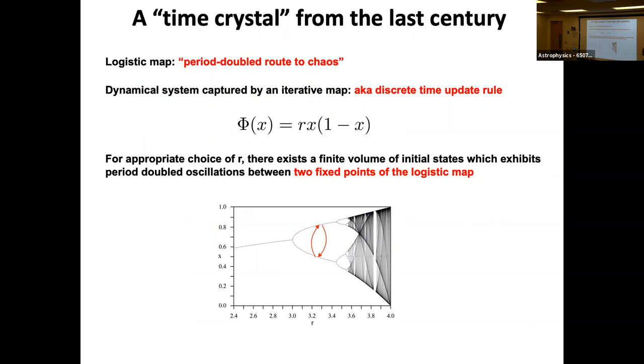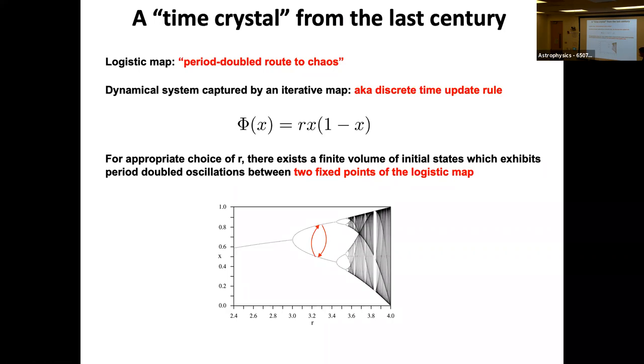In particular, even with these types of ingredients and constraints, one might naturally, especially if you come from the dynamical systems literature, say that, well, there are time crystals from long ago. And in particular, I'm going to give an example of this type of construction, a broad class of dynamical systems that goes under the name of a logistic map. And you might remember, for those of you that are familiar with the field, that the moniker often associated with the logistic map is that it exhibits a phenomenon called period doubling route to chaos. You can kind of forget the words route to chaos for a second, but this period doubling will be important to define the notion of a time crystal in this particular system.